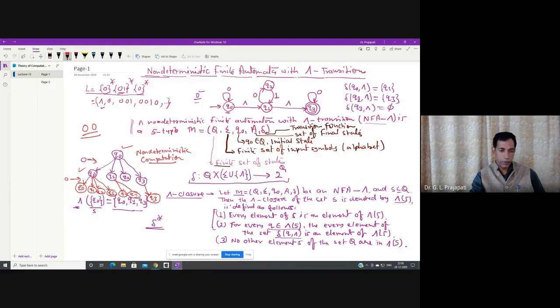This is not the final state. The machine has other choices. It can go to q2 also, but this is also not a final state. Then the machine can go to the state q3, and q3 is the final state. This means this is in the language. So this is the way the machine makes the guess, and if there is at least one such guess for which the machine is able to reach the final state, then you can say that the input is in the language.